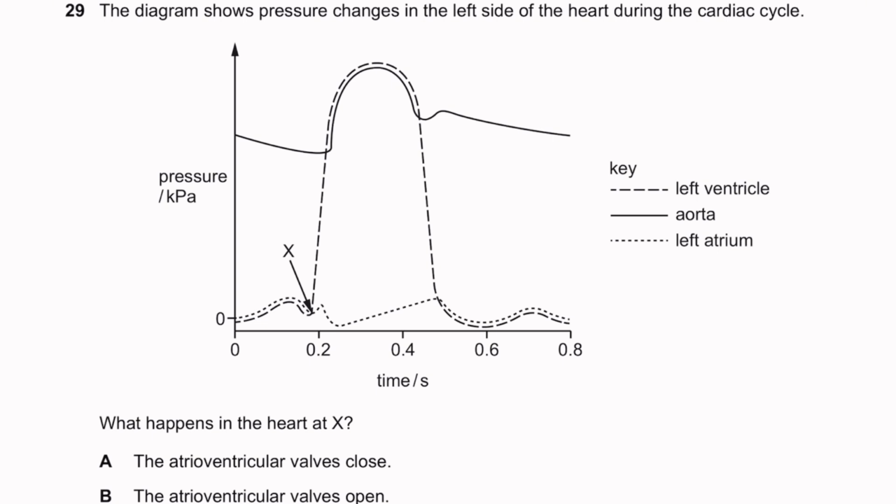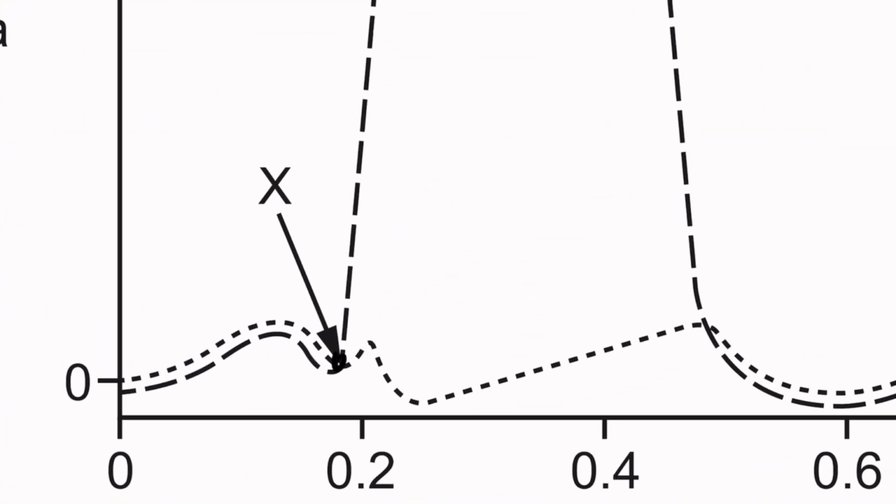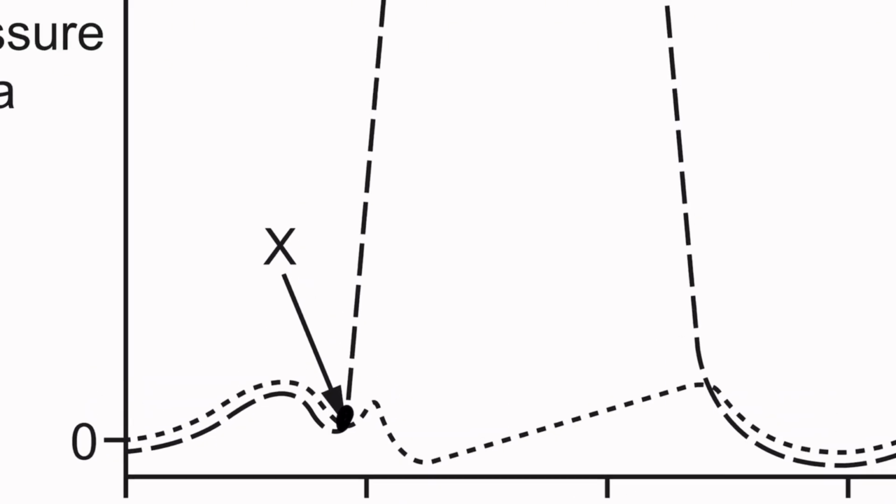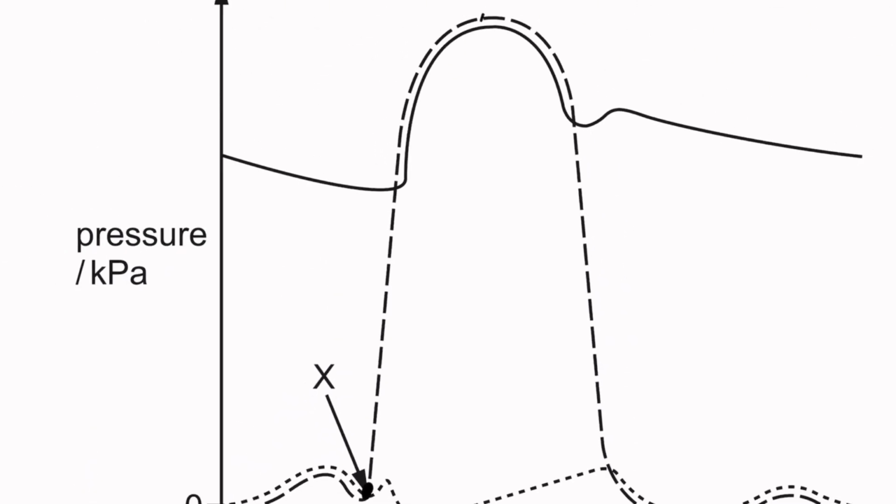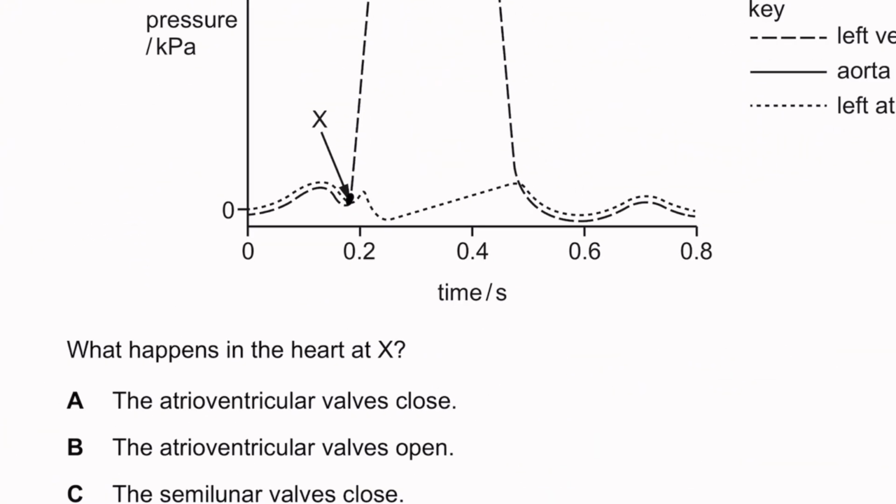So which do you choose? Do you choose semilunar valves or atrioventricular valves? Well, I'm definitely going to choose atrioventricular valves because just at this moment, pressure is going to increase. Just at this moment, we need to immediately shut the atrioventricular valves, and then once we reach that peak, we need the semilunar valves to open. So yes, I would say atrioventricular valves close.